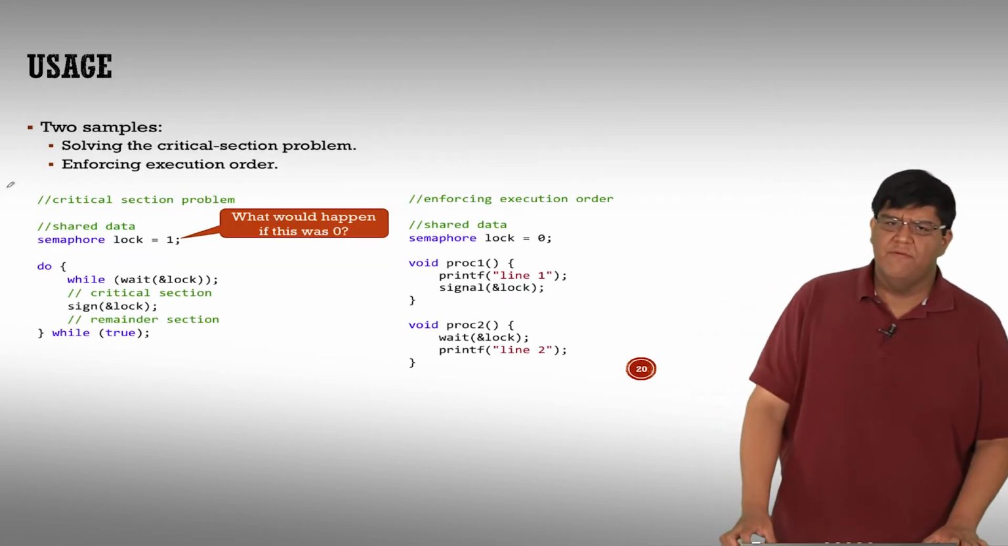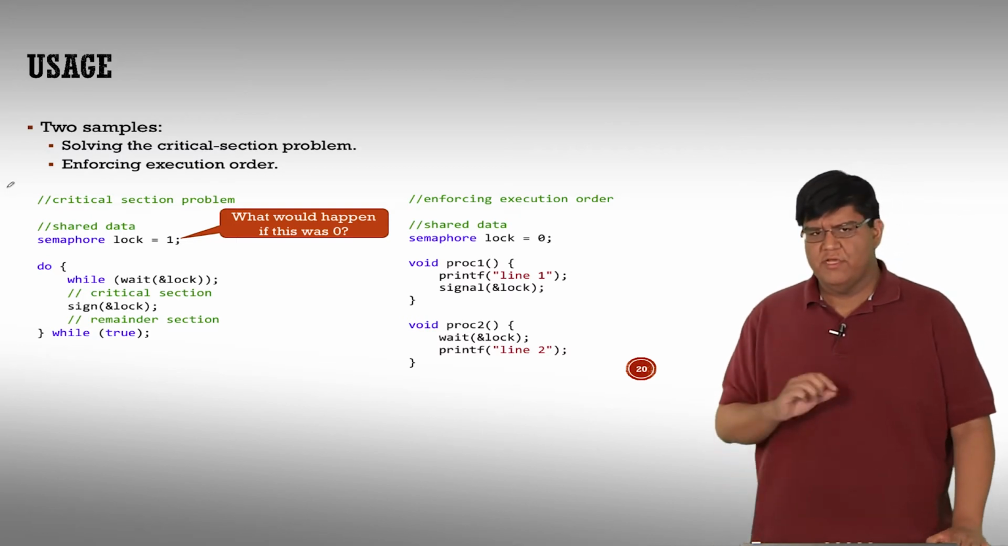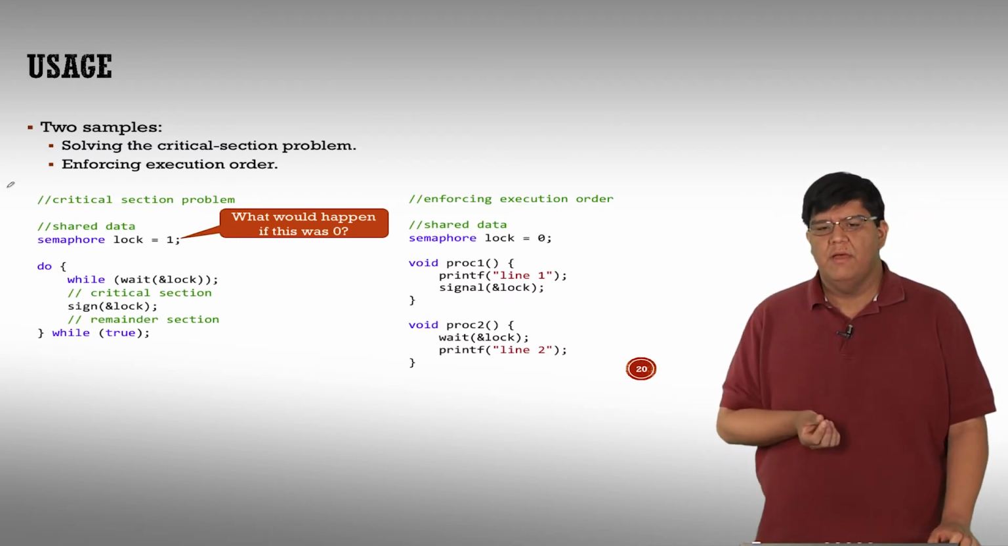So let's take a look at using semaphores to solve 2 problems. The first is going to be the critical section problem. The second one is something a little bit new. It's going to be about forcing order of execution.